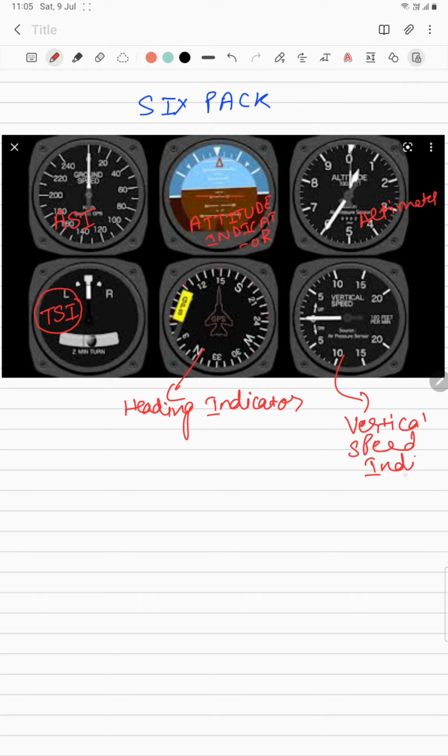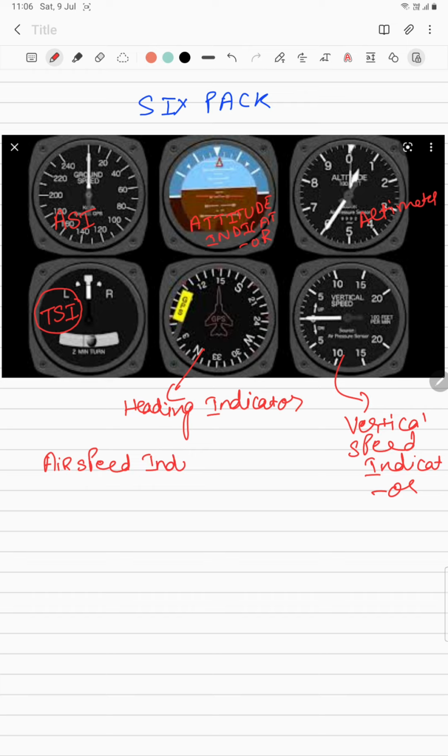So guys, this is known as your six pack of the aircraft, and you should remember all these instruments very well, because when you start flying general aircraft, these are the six instruments which we will be using throughout our flying for every purpose.